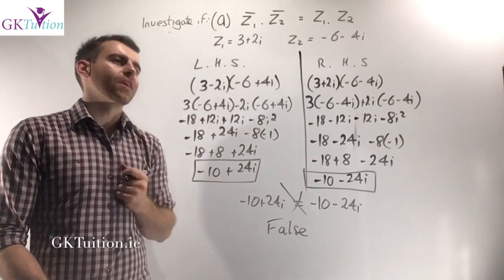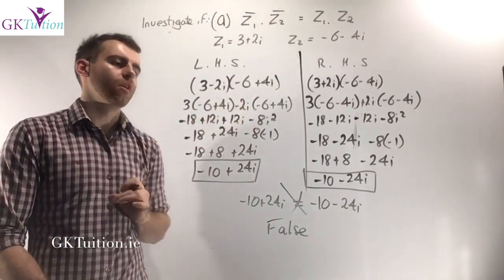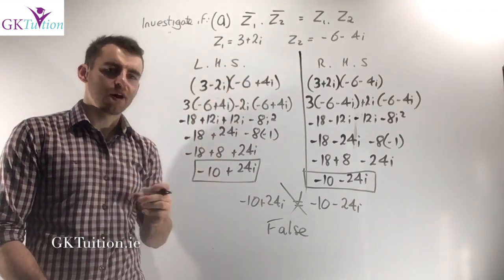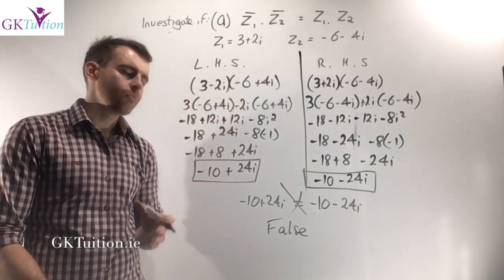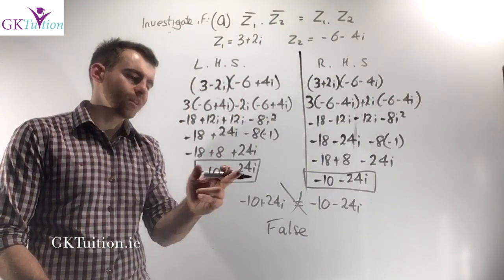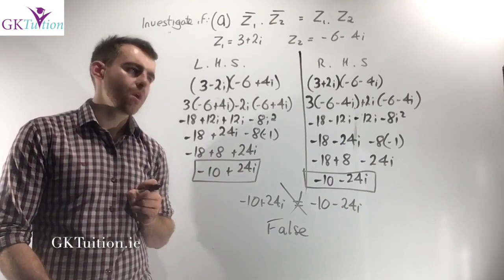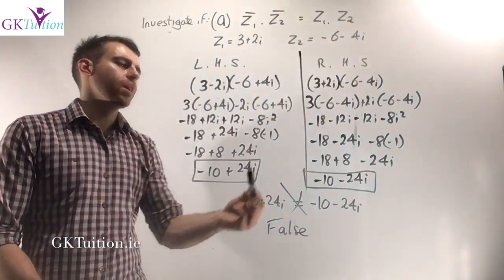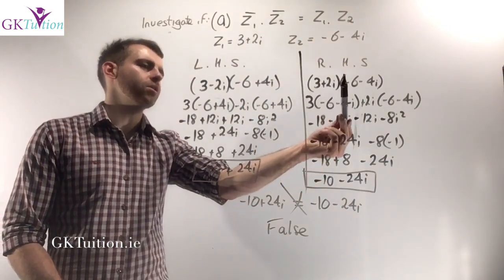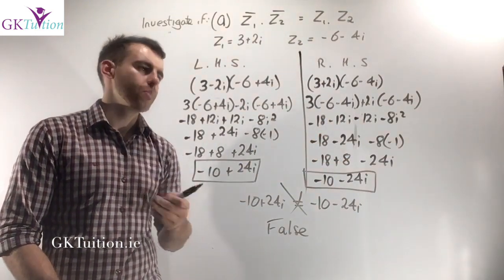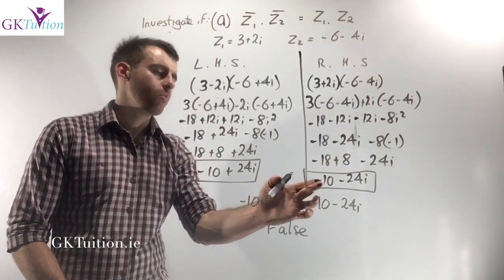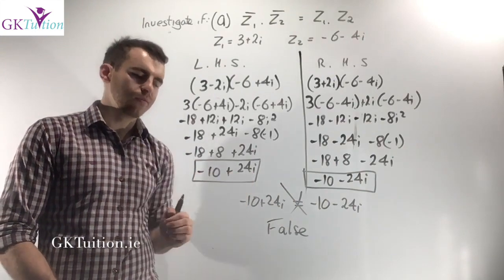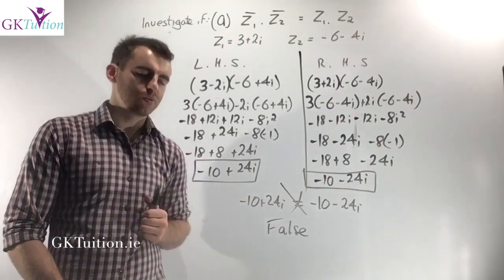So to work out the left hand side, it's the conjugate of Z1 by the conjugate of Z2, or in other words, 3 minus 2i by minus 6 plus 4i. I've multiplied this one out here, and my final answer ends up as minus 10 plus 24i. On the right hand side, I need to multiply Z1 by Z2. Z1 is 3 plus 2i and Z2 is minus 6 minus 4i. If you multiply that out, you end up with minus 10 minus 24i. So the left hand side is minus 10 plus 24i, the right hand side is minus 10 minus 24i.